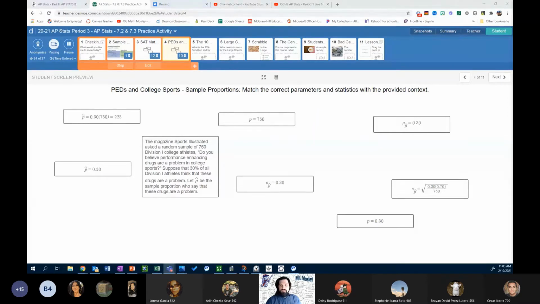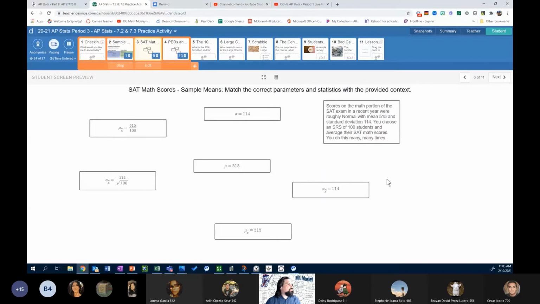Alrighty, now I know that that probably wasn't enough time to complete all of this matching. Thank you for attempting. We're going to check on the results for this and see how this was supposed to be paired up. So if you would be so kind as to go back to the SAT math scores portion, or if you want to follow along on my shared screen, you're welcome to do so.